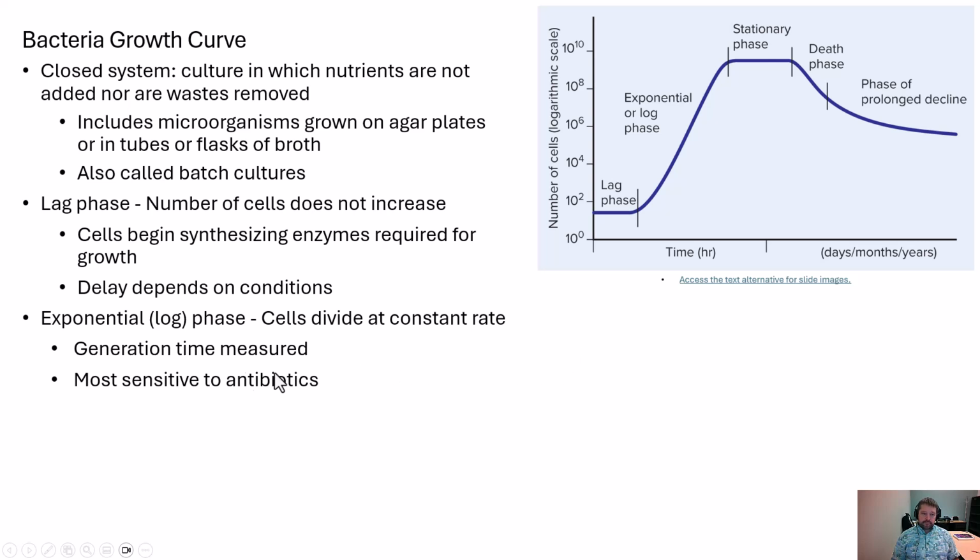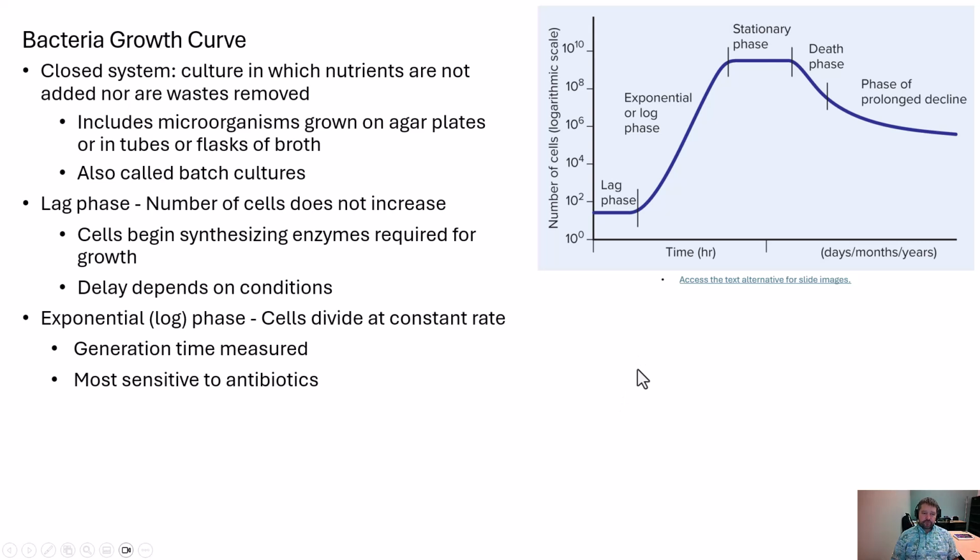But that exponential growth, fast growth, constant growth, is the part where your generation time is measured. So this is part of that equation: how many generations do you have, how many new cells are coming in at a given amount of time. That's really this phase.